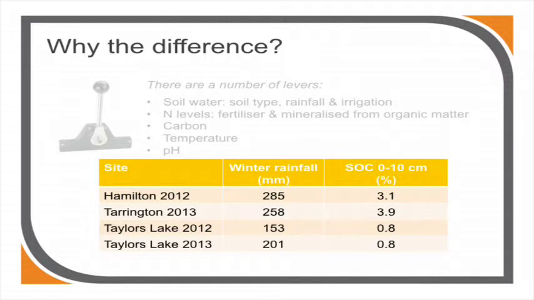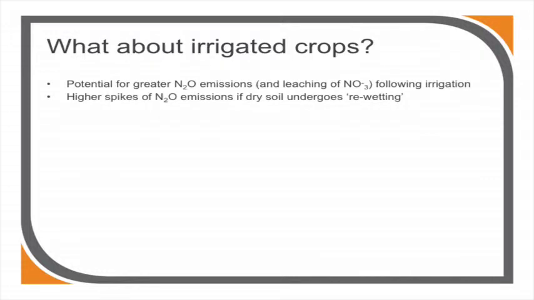So coming across here today, I thought, well, what about irrigated crops? In theory, if we're looking at irrigated situations, we've got a bit of a greater potential for some of these emissions and also for nitrate leaching outside of the root zone. And the other thing worth remembering, when we're looking at irrigation, well, any situation really, but irrigation can be a little bit more of an issue, is re-wetting cycles.